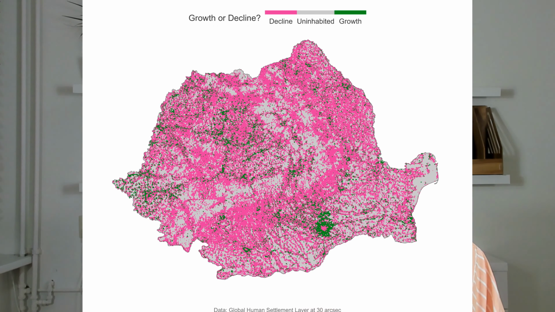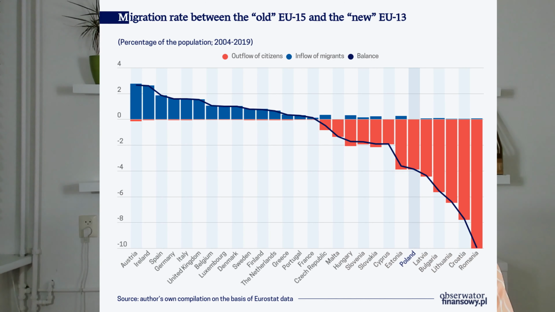In today's tutorial, I will teach you how to make some cool population change maps for any country in the world. We'll be using the example of Romania, an Eastern European country that has seen a huge population decline since the fall of communism in 1990. More precisely, Romania has lost over 4 million people between 1990 and 2021.